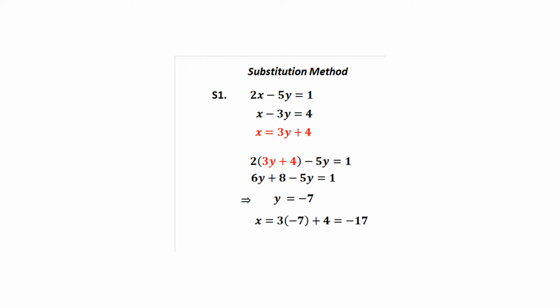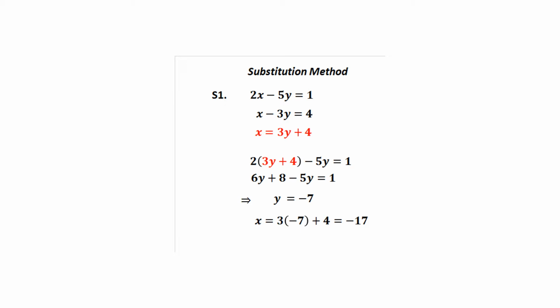Now, in this substitution, we look at our new equation. It has numbers and y's. There are no x's, so we can solve for y. So we use the distributive law. 2 times 3y plus 4, that would be 6y plus 8, minus 5y is equal to 1. And in one step, we do 6y minus 5y is y, and move the 8 to the other side. We change the sign, so y is equal to negative 7.